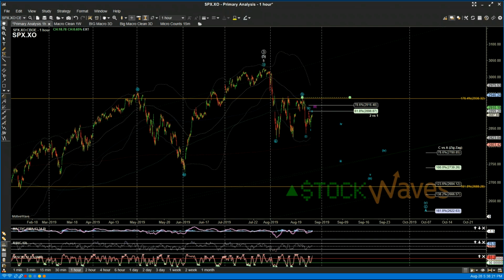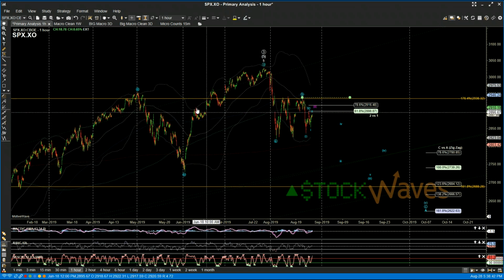Michael asks, when do we use log scale instead of normal scale? Almost all of my charts are going to be in log scale or semi-log. I think it is far more conducive to longer term Elliott wave charting, particularly the way that our markets have moved in the last several years and even in decades before that.